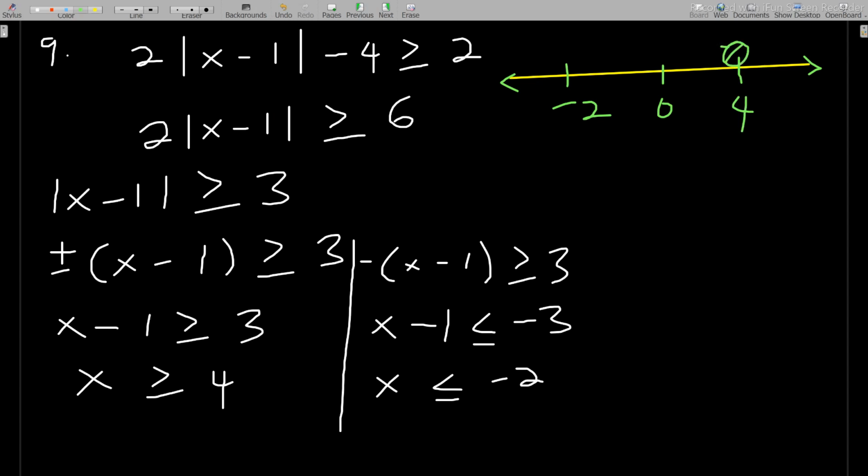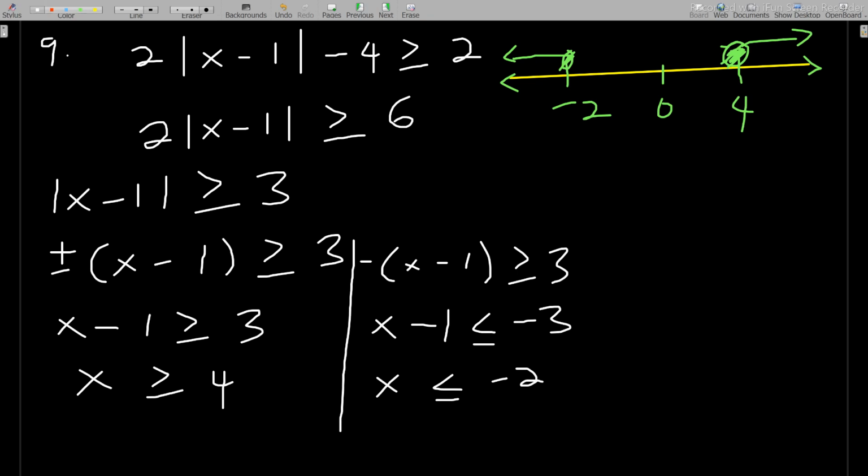Now since this is greater than or equal to, it means the 4 is part, so I shade it like that. Now I draw the arrow to the right of 4. I come to the negative 2 and it's also part, and I draw the arrow to the left of negative 2 because it's less than or equal to, so it means all the left side of negative 2. Since these two are separate and divergent, they will never meet. This is how you write the solution.